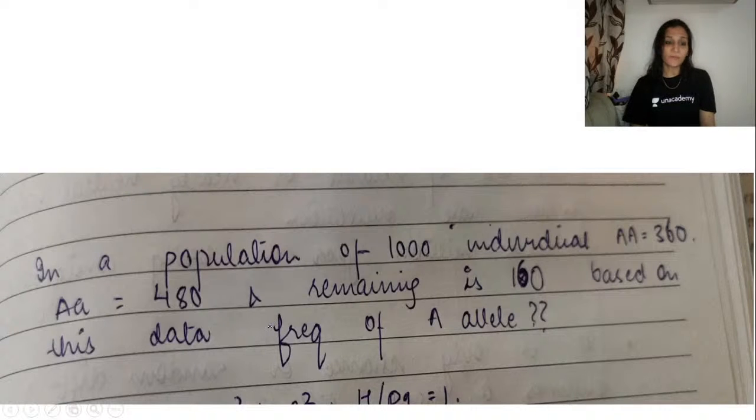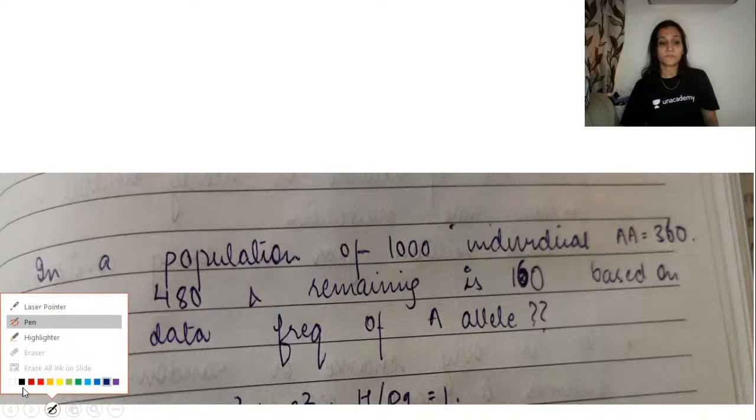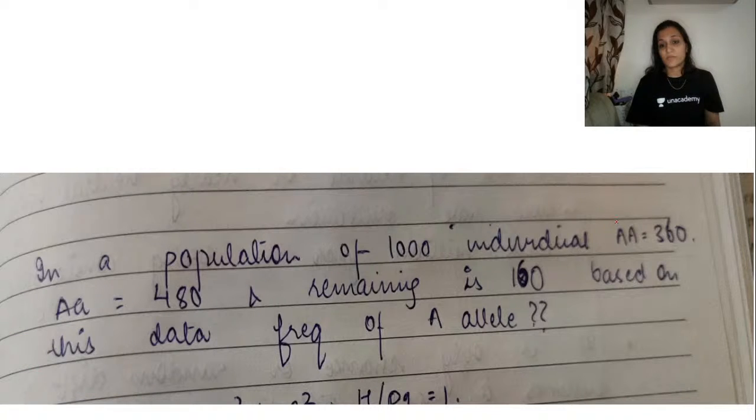So the first numerical is: in a population of 1,000 individuals, the homozygous dominant condition for AA is 360 and the heterozygous condition is 480, and the remaining are 160. So based on this data, calculate the frequency of capital A allele. Now can you see the question? What all can we get from this? Let me use red color. So here we can see this thing.